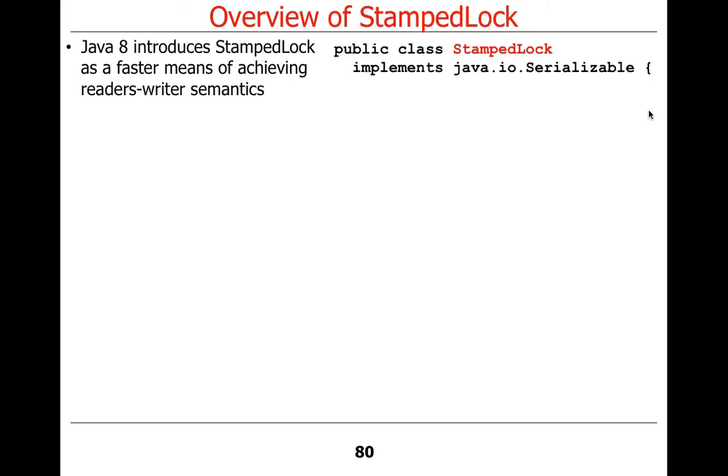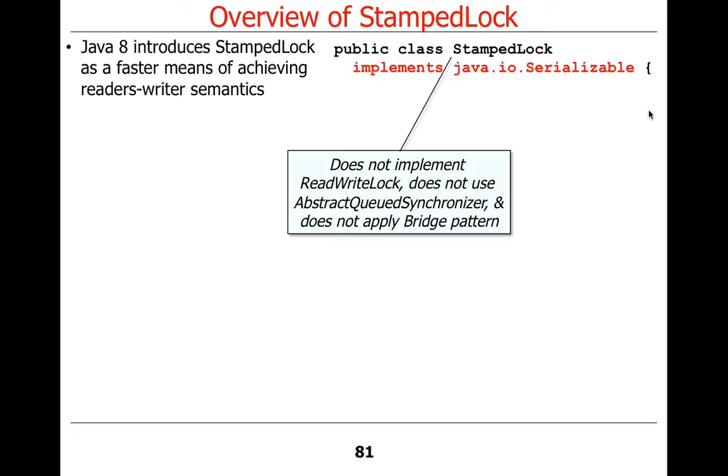So StampedLock is a class that implements java.io.Serializable. Now, what's interesting about this is, unlike ReentrantReadWriteLock, this does not implement the ReadWriteLock interface, does not use AbstractQueuedSynchronizer, and does not apply the bridge pattern. So it really strips out a lot of the stuff that was causing ReentrantReadWriteLock to be slower and not to scale very well.